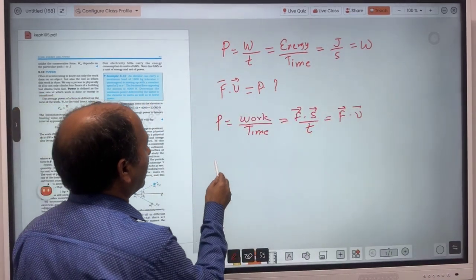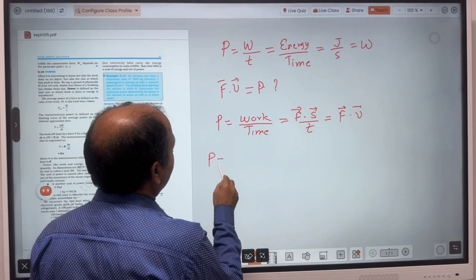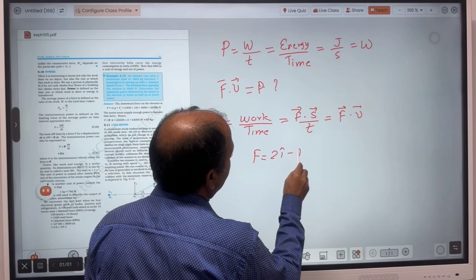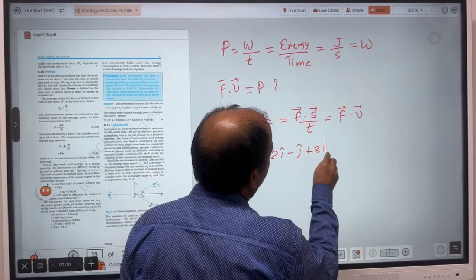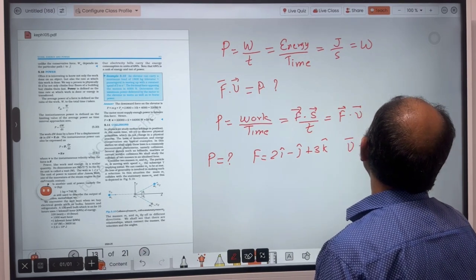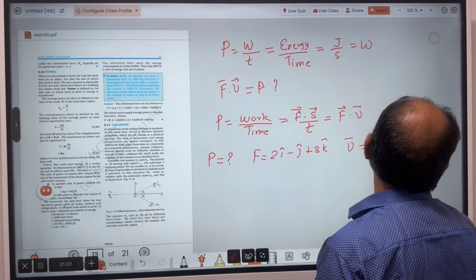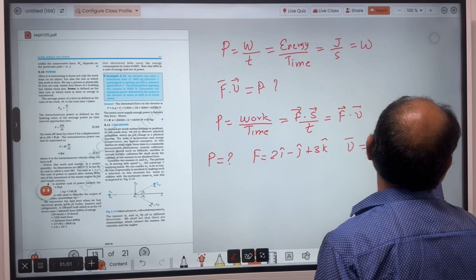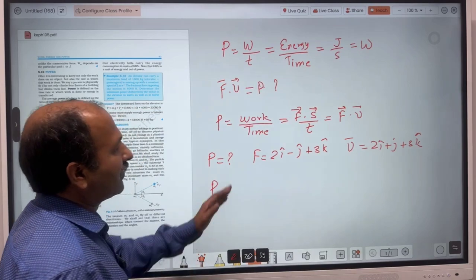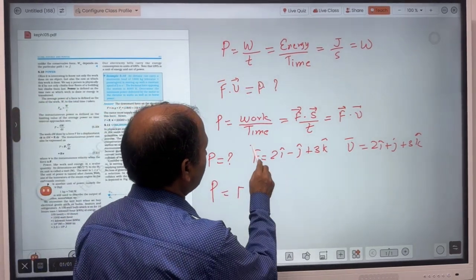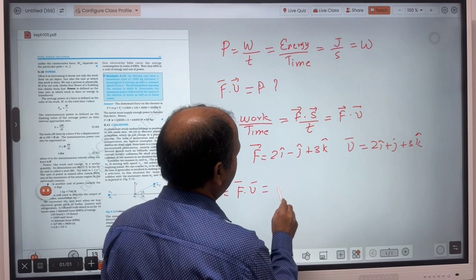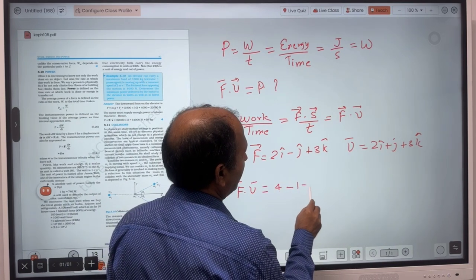Now let's see one question. We have to find out power. Force is given as 2i cap minus j cap plus 3k cap, and this is in Newton. Velocity is given as 2i cap plus j cap plus 3k cap, and this is in meter per second. Now, if we want to find out power, we do the dot product of these vectors, F dot V. So this will give 2 into 2, that is 4, minus 1 plus 9.